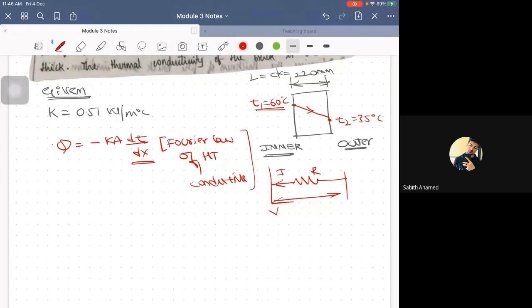Next. Yes, Shabit, you are telling something. V is equal to IR. So V is equal to I by R. So that is how you will analyze an electrical resistance to the flow of current.